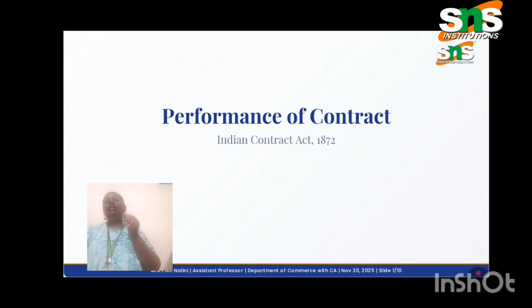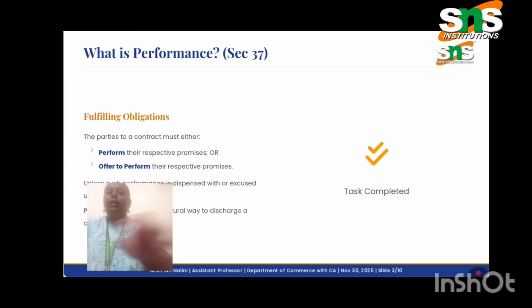The performance is performed when the opposite side of the person completes his duties. The simple idea is that a contract is useful only when it is performed. It is called as a performance of contract in Indian Contract Act 1872. So let us go deep into the performance, what comes under section 37.